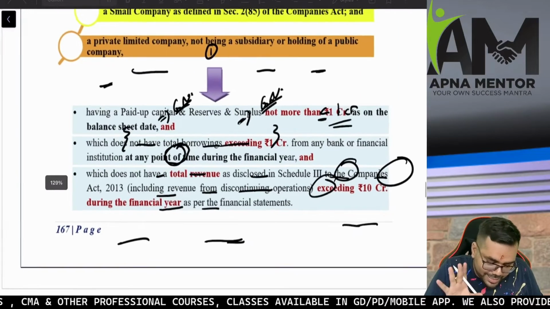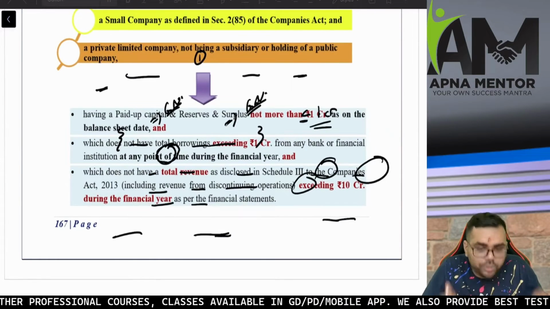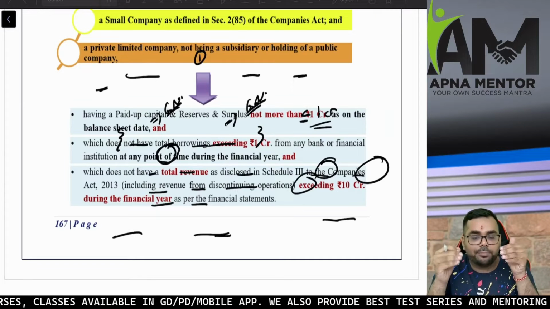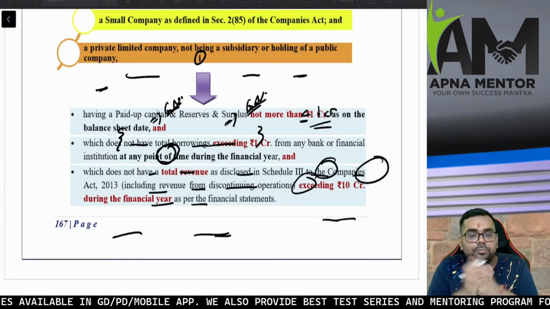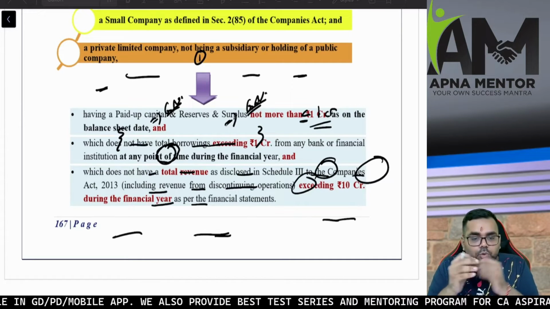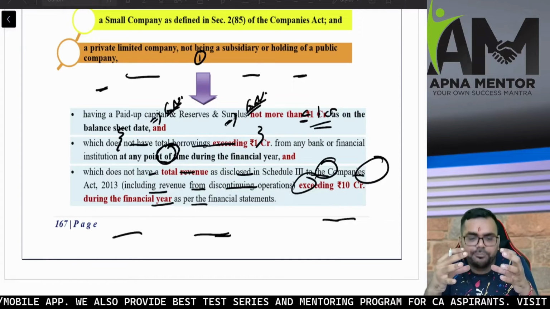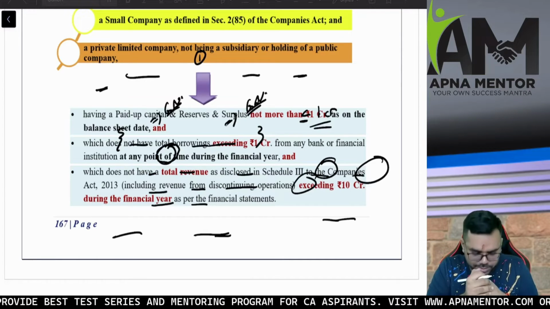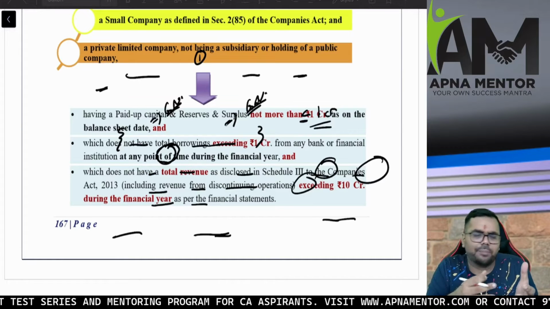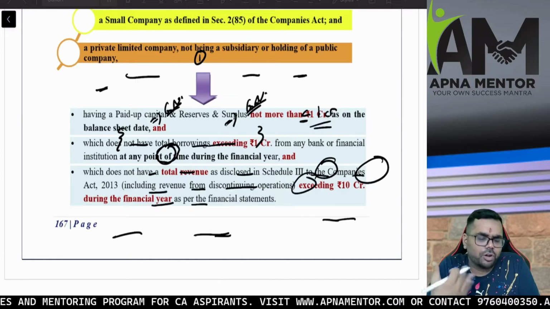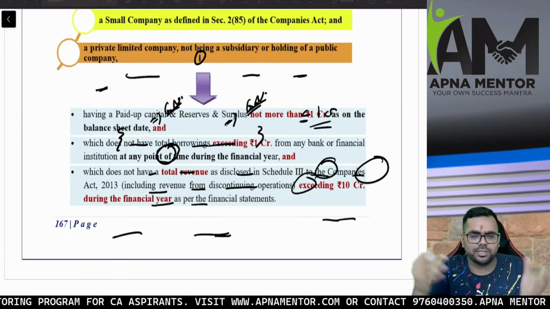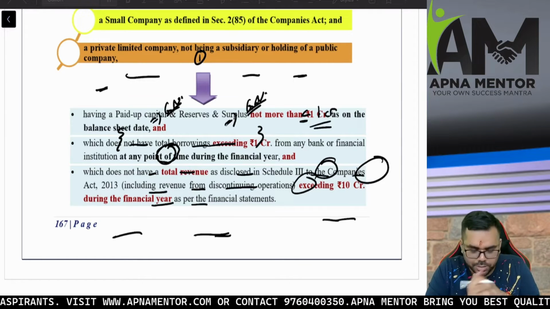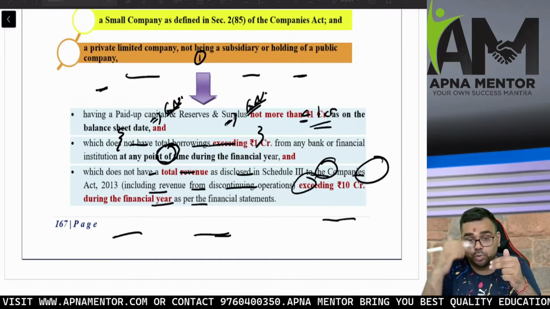Apart from that, the second condition: we have to check the threshold limits. Three threshold limits. Paid up share capital and reserves and surplus shall not be more than 1 CR on the balance sheet date. So we are going to see that the aggregate of paid up share capital and reserves and surplus shall not be more than 1 CR on the balance sheet date. If we talk about equity share capital, preference share capital, capital reserves, revenue reserves, all sorts of things will come. And the aggregate shall not exceed 1 CR on the balance sheet date. So 2 conditions we have seen.